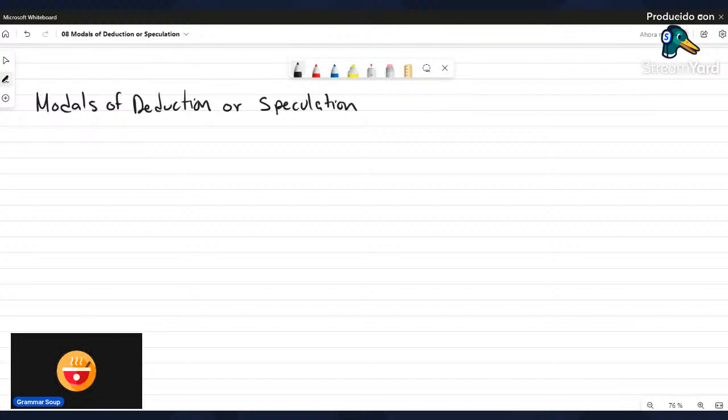First of all, what is a modal? Remember that modals are the verbs themselves, for example may, could, might, should. All those are modal verbs, verbs that have a particular function. The topic here is modals of deduction or speculation. What I'm trying to say in this title is that you can deduce or speculate with these modals, but deduction and speculation have different meanings, right?